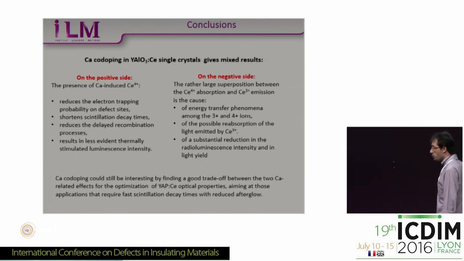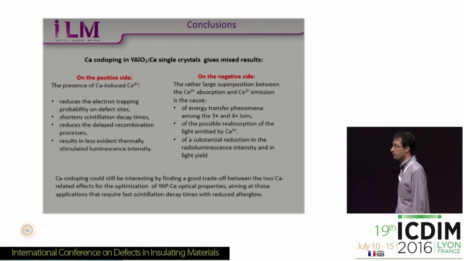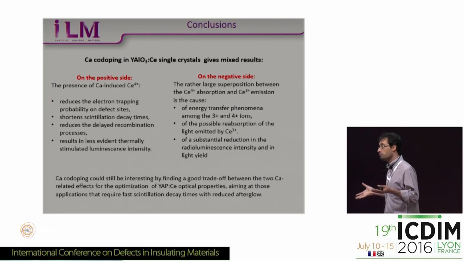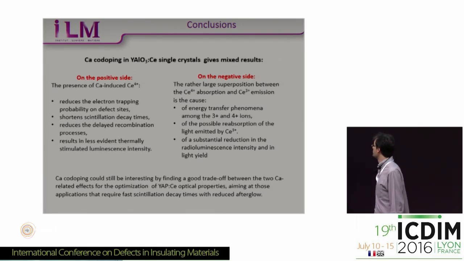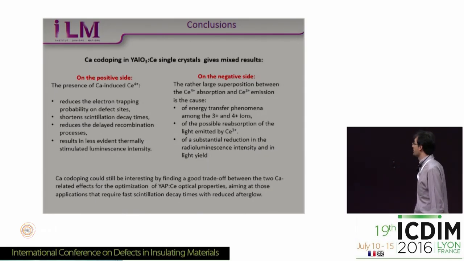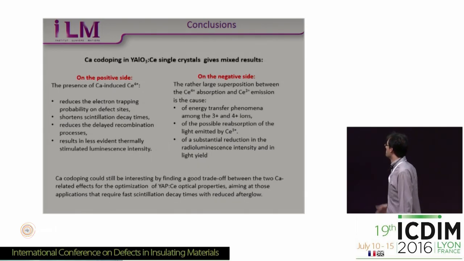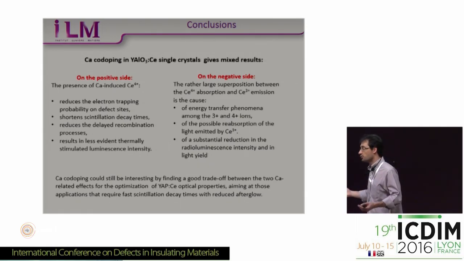So we can still think of calcium co-doping as a way to improve the scintillation characteristics by finding a good trade-off between the two calcium-related effects. We can possibly think of these materials as fast scintillators with a reduced afterglow, but, unfortunately, not very bright.